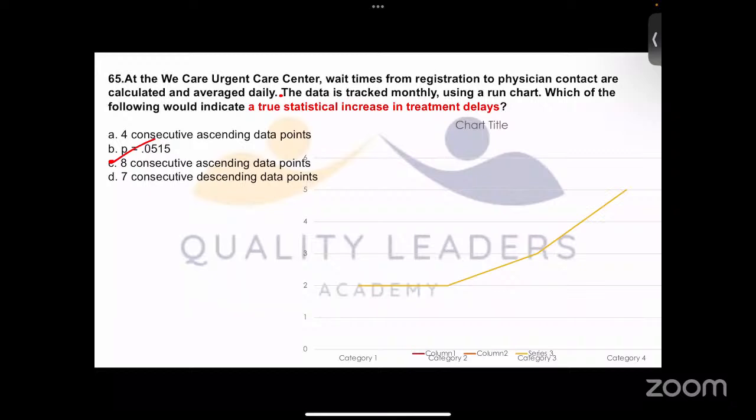Okay. In here, what tool is used to track patient satisfaction over time? So we have the flow chart. We have also the check sheet. We have the Pareto chart and the scatter diagram. So a check sheet, okay, is used for monitoring and tracking the satisfaction trends. Okay. So the correct answer is letter C. A true statistical increase in treatment delays is with 8 consecutive ascending data points.